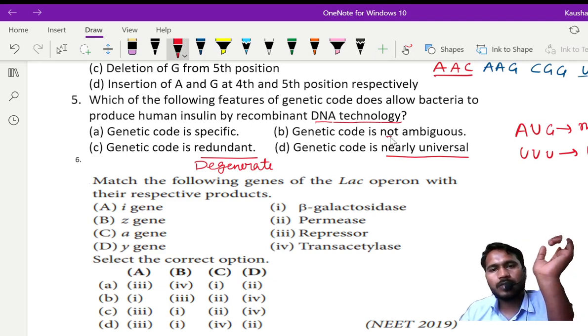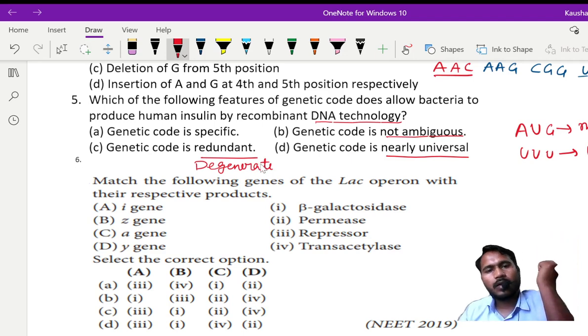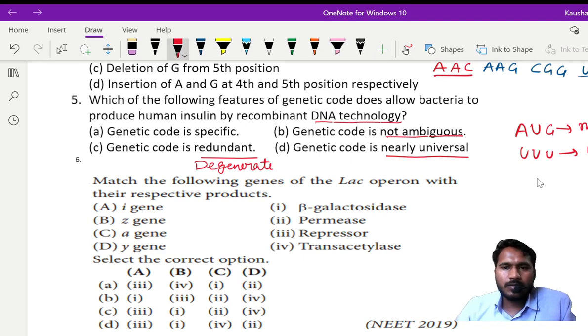But unambiguous means, again I'm repeating, you can write it in your notebook: unambiguous means one codon will code for one amino acid. Degenerate means one amino acid can be coded by multiple codons. It's better if I give you an example. So here are some examples you can see here.